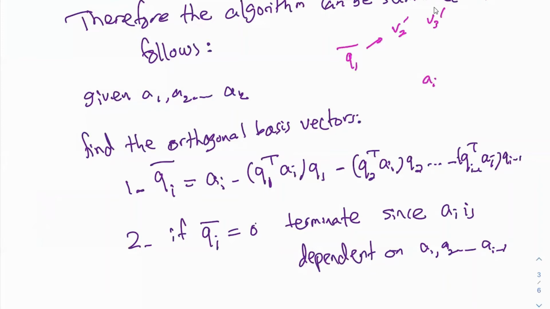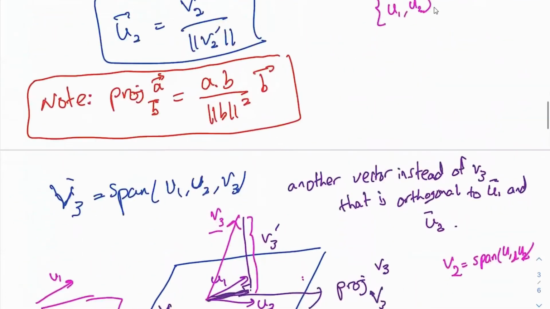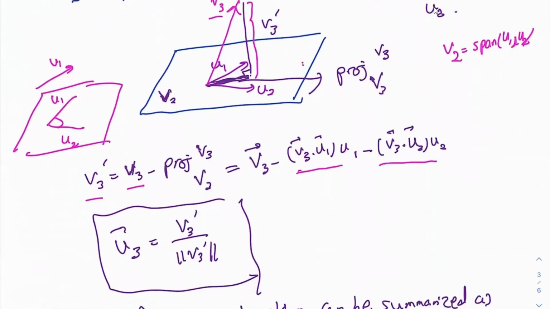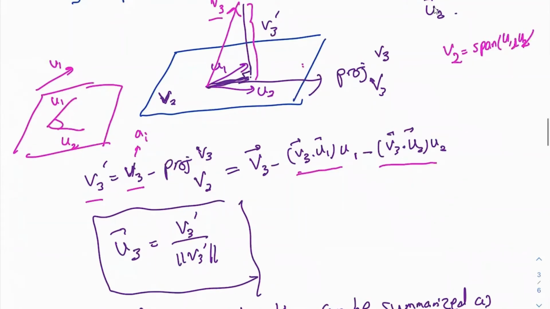So I'm looking for Qi bar. This means I already calculated Q1, Q2, all the way to Qi minus 1. I already made sure that they are orthogonal to each other, and I already normalized them, right? So remember this V2 prime. Let's take a look at this V3 prime. So V3 prime is equal to V3. This is A3, this is like Ai, right? Minus the projection of V3 on U1 and U2, right?